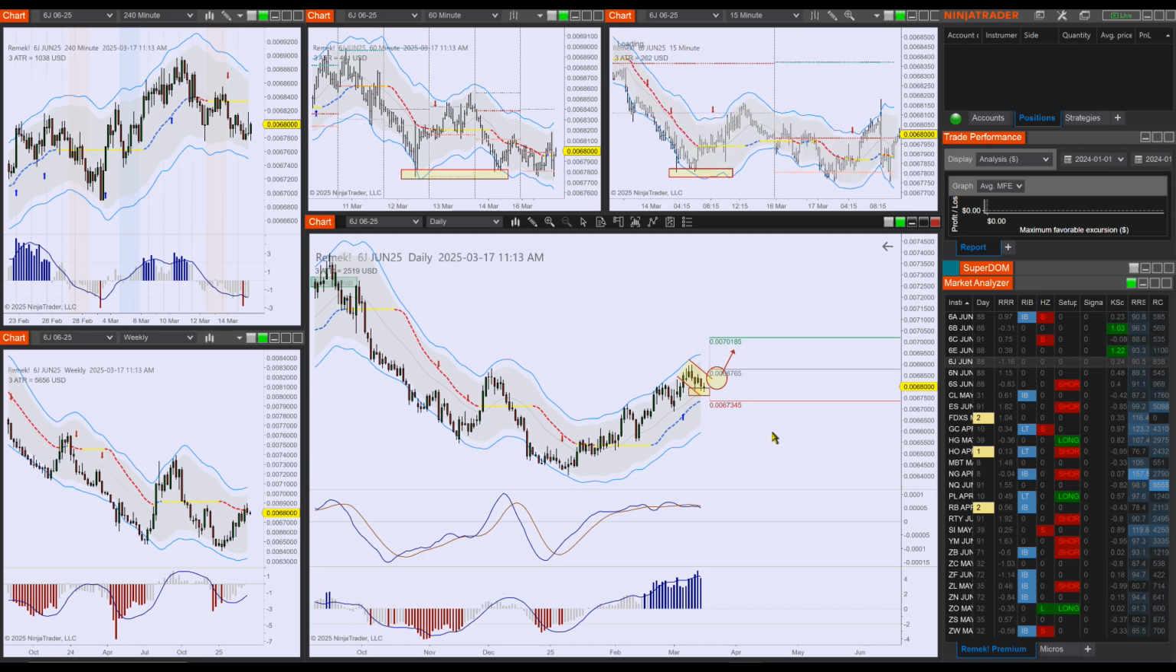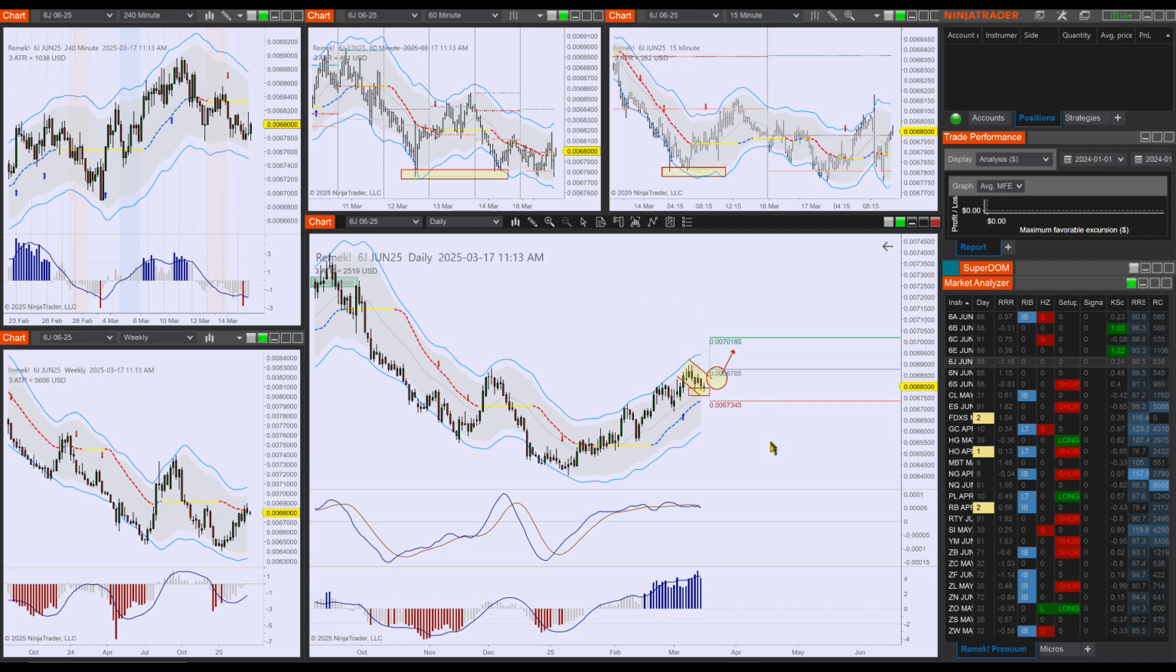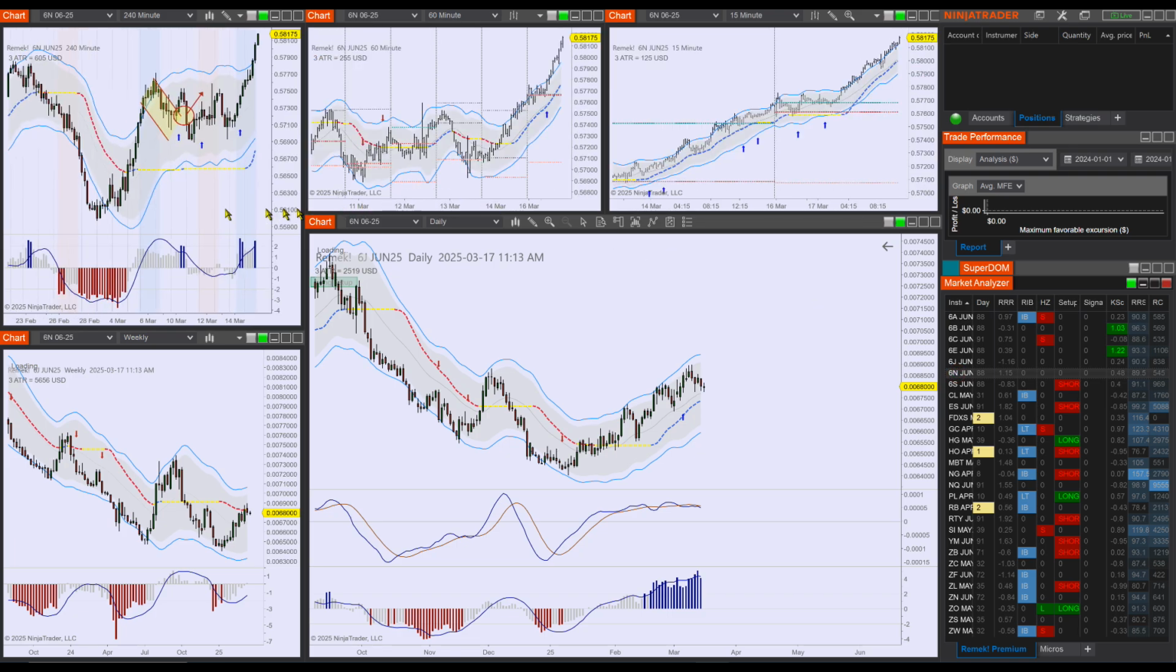You see, this train has not yet left the station. 6J, we expect this to trigger and hit the 1R. So this is ahead of us. And 6N, beautifully worked. Look at this.